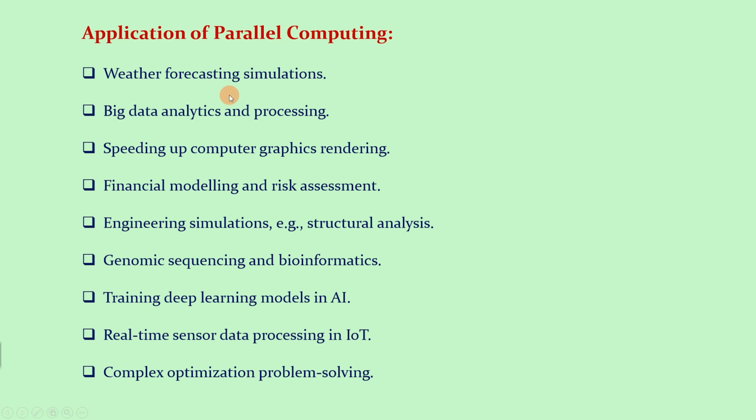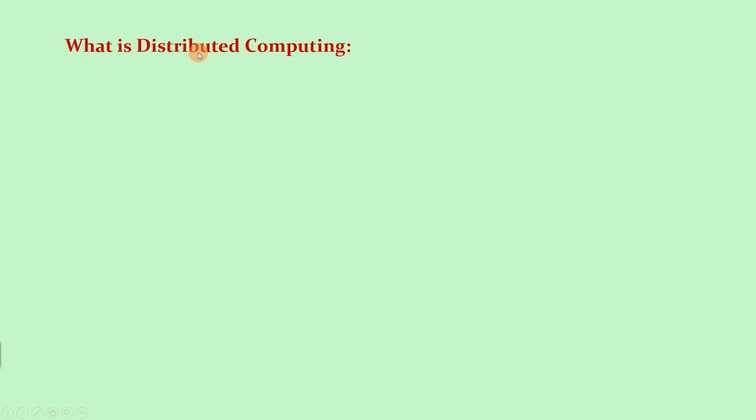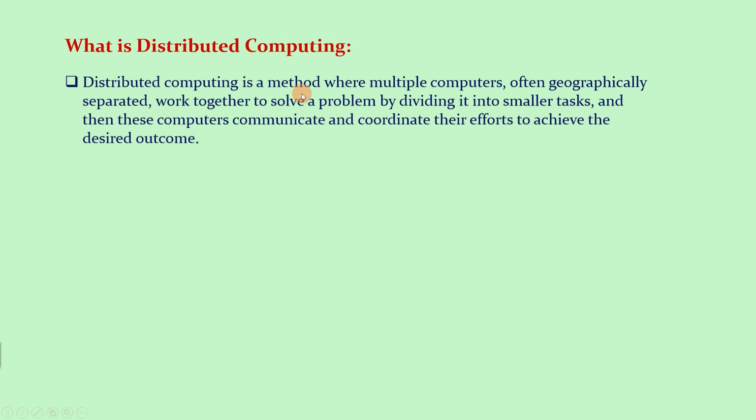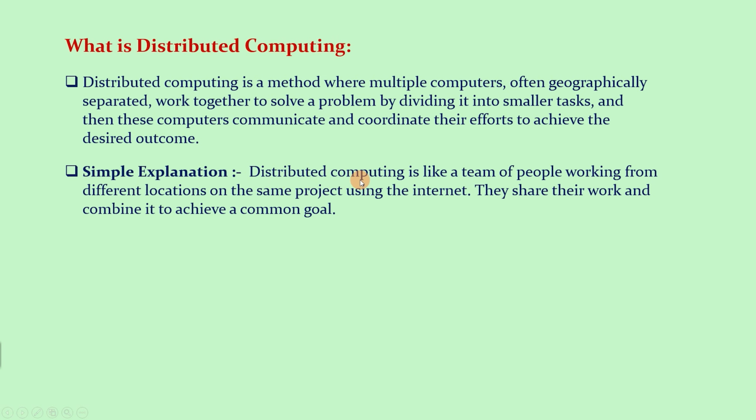Now we will discuss the topic, what is distributed computing. Distributed computing is a method where multiple computers, often geographically separated, work together to solve a problem by dividing it into smaller tasks, and then these computers communicate and coordinate their effort to achieve the desired outcome. A simple explanation here could be: distributed computing is like a team of people working from different locations on the same project using the internet. They share their work and combine it to achieve a common goal.